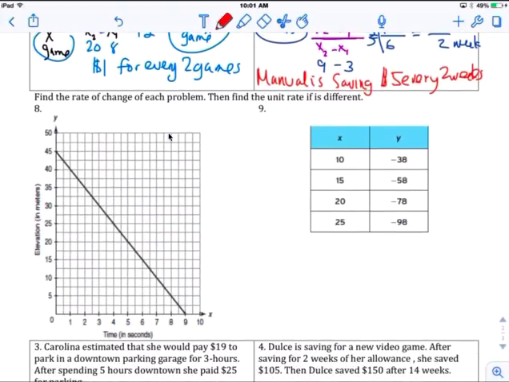Okay, find the rate of change of each problem, then find the unit rate if it's different. You just need to find the rate of change, okay? That's all.